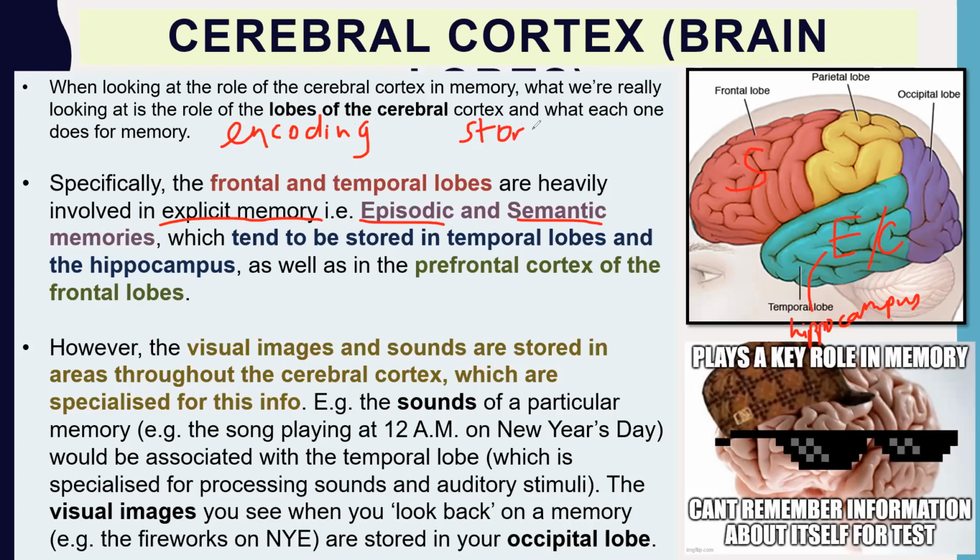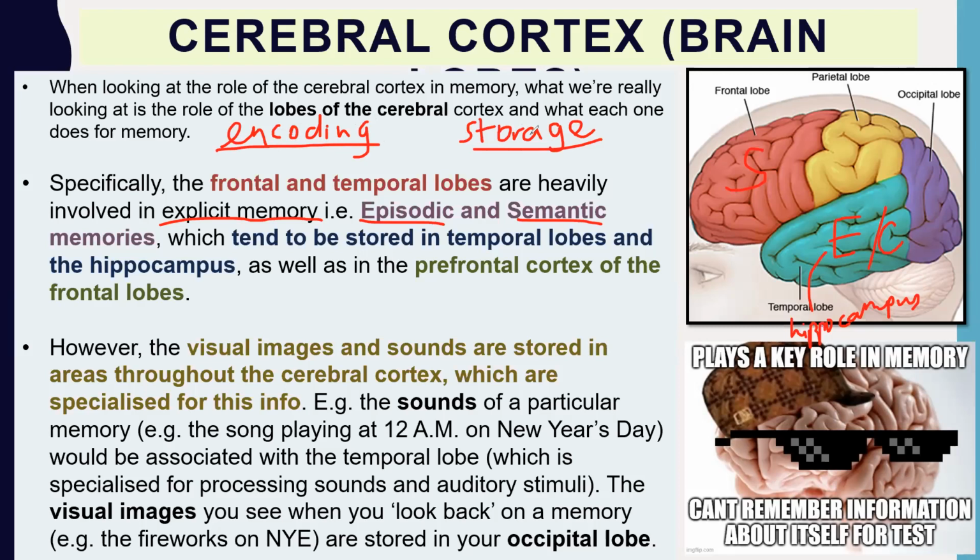Okay, storage is where that memory ends up getting stored or retained, and encoding is the initial processing or consolidation of that memory. So that's the kind of two differences there. So in short, consolidation. Yes, that's exactly correct.